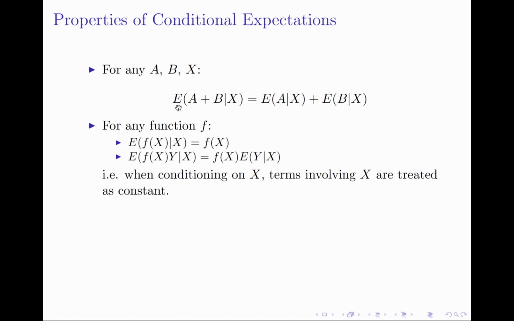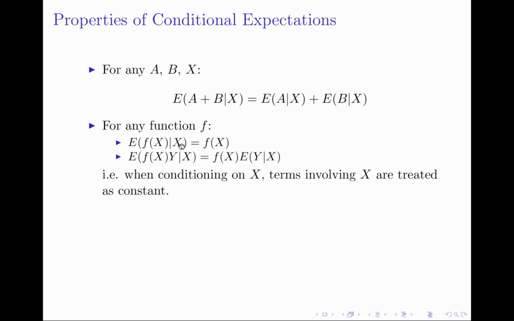Now, another important property is this one. If we take the conditional expectation given X, so conditioning on X, of any random variable involving the X's alone, then in the process of conditioning on X, we're treating X as being known, as being constant within this expectation here. So the expected value of f of X given X is f of X.